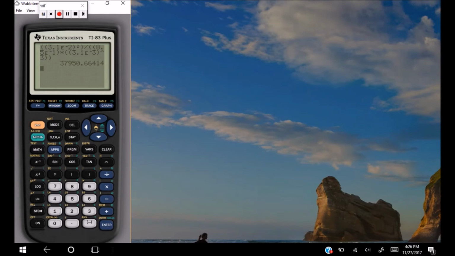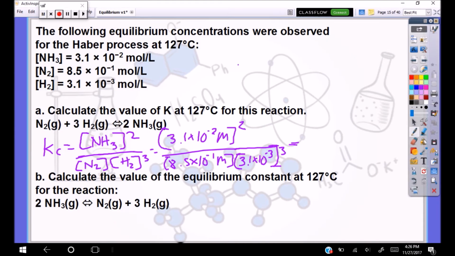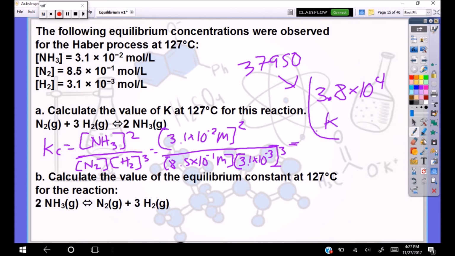And I get a value to 2 sig figs of 3.8 times 10 to the negative fourth. Yeah, it's 37950, and that leads me to 3.8 times 10 to the positive fourth, not negative fourth. I'm sorry, 3.8 times 10 to the fourth. So my K, this is my K here.